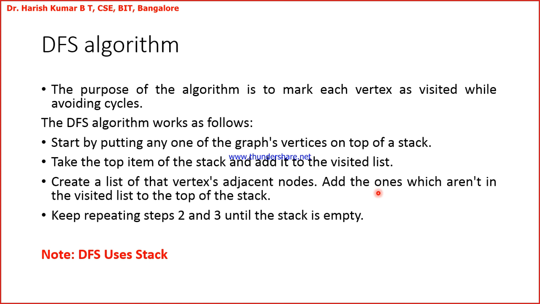Add the ones which are not in the visited list to the top of the stack. Keep repeating steps 2 and 3 until the stack is empty. These two steps, this is the second step and this is the third step. We should keep repeating these two steps until the stack becomes empty. The moment the stack becomes empty, that means you have traversed the whole graph using the DFS algorithm. These are the four simple steps the DFS algorithm uses.